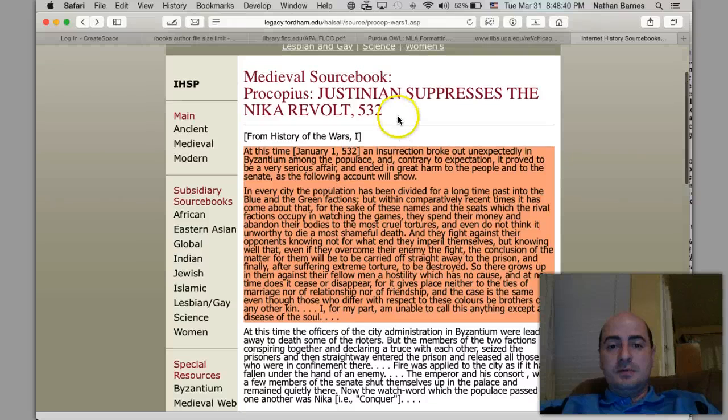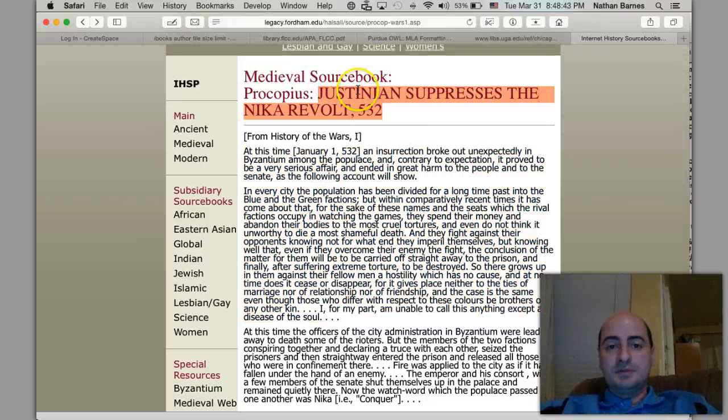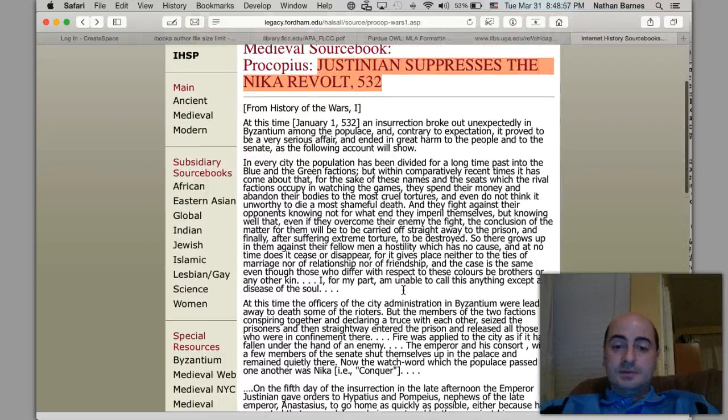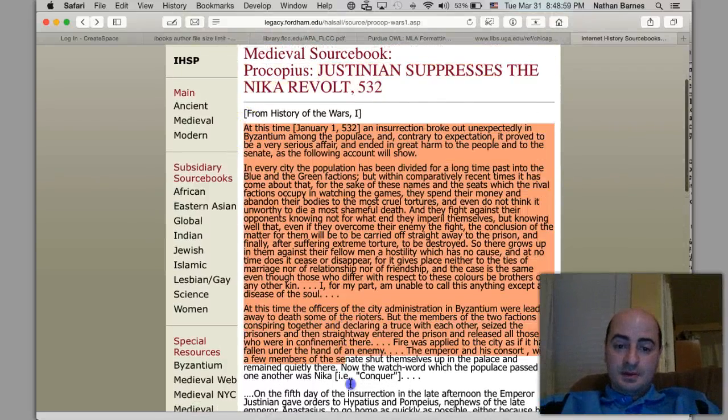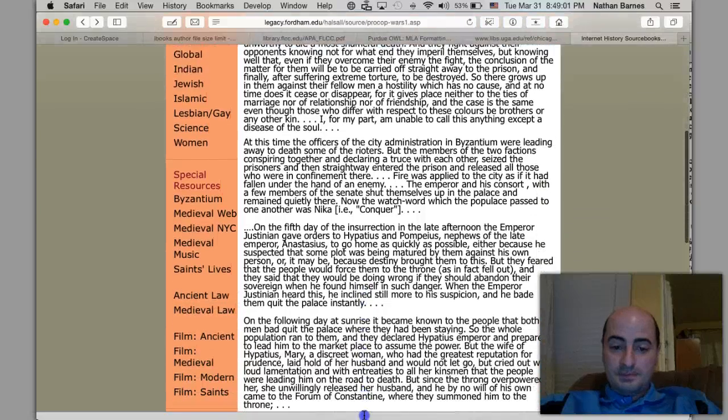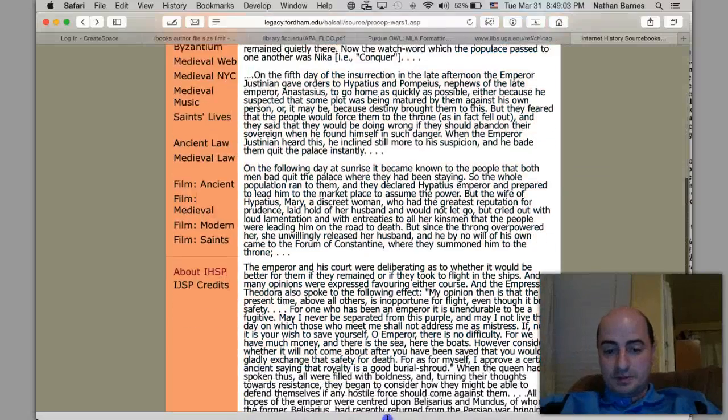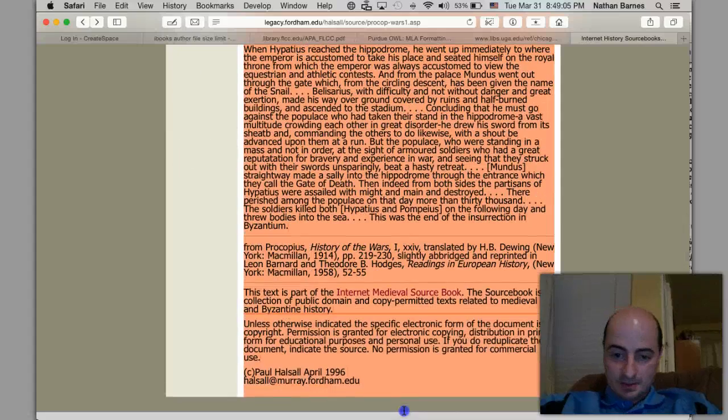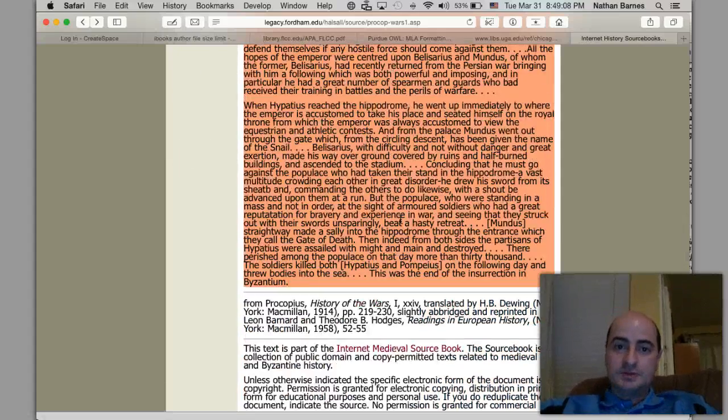And the writer tells us the significance. Justinian suppresses the Nika revolt in 532. So if you were a scholar looking online and you said source for Justinian Nika revolt, this would pop up. And so this is the source here. I'll just highlight it for you. All the way down, it's not too long. Okay, that's the source.